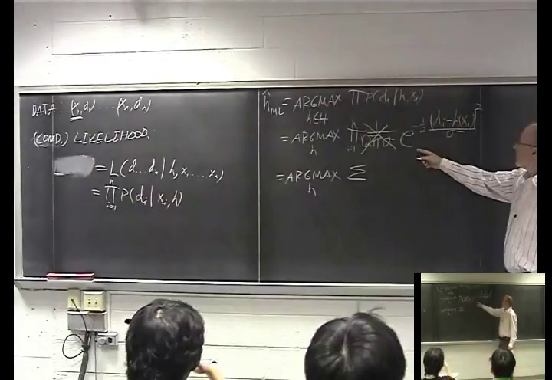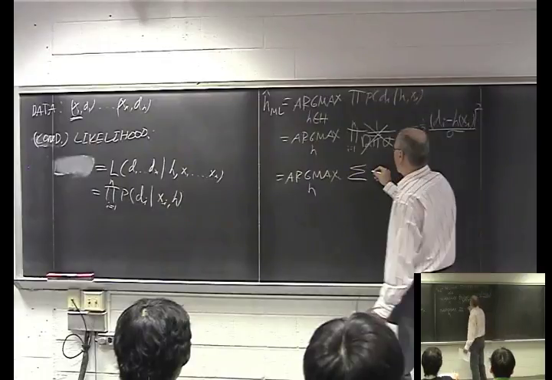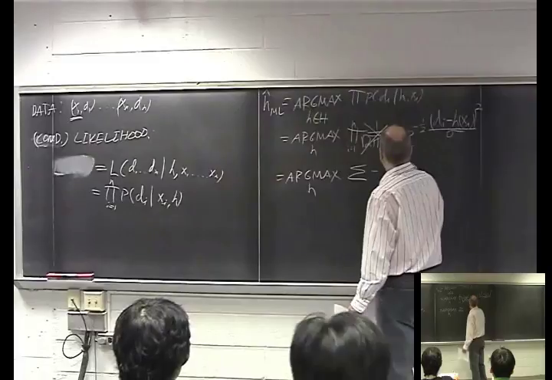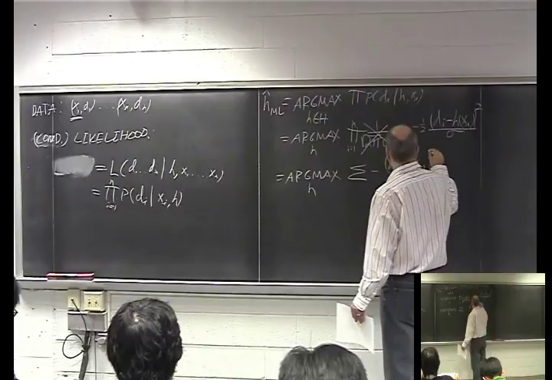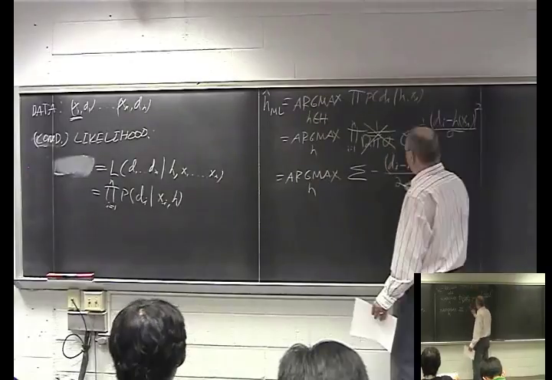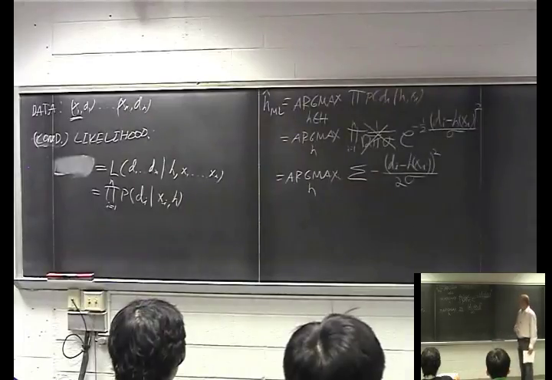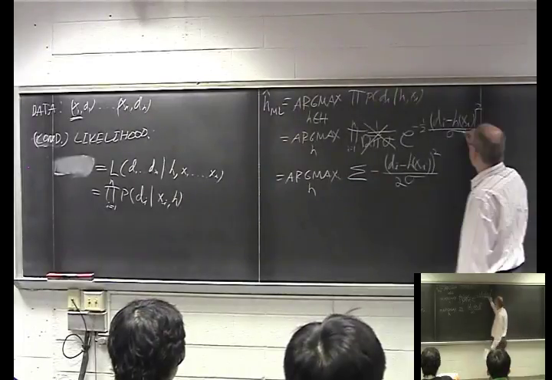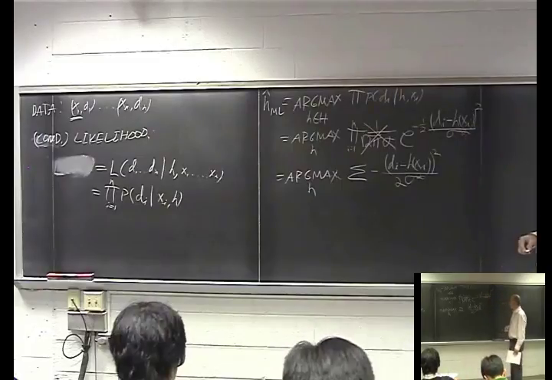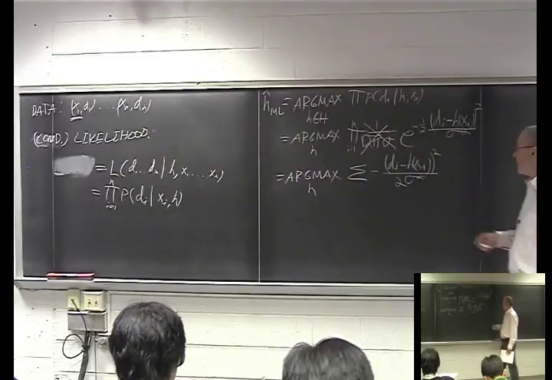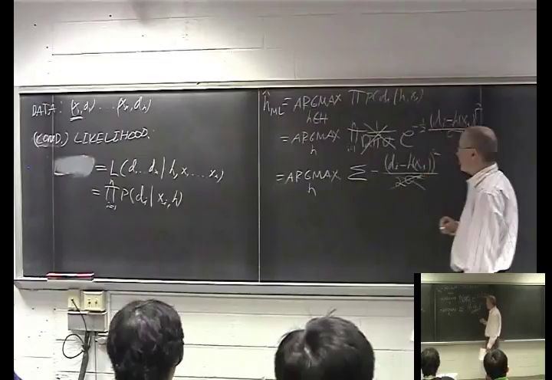And the log of this would be just getting rid of the e. So it'll be minus di minus h of xi squared, and this time I'll put 2 sigma squared at the bottom. But regardless of whether it's sigma or sigma squared, it's a constant with regard to h. So we can cross that out too.